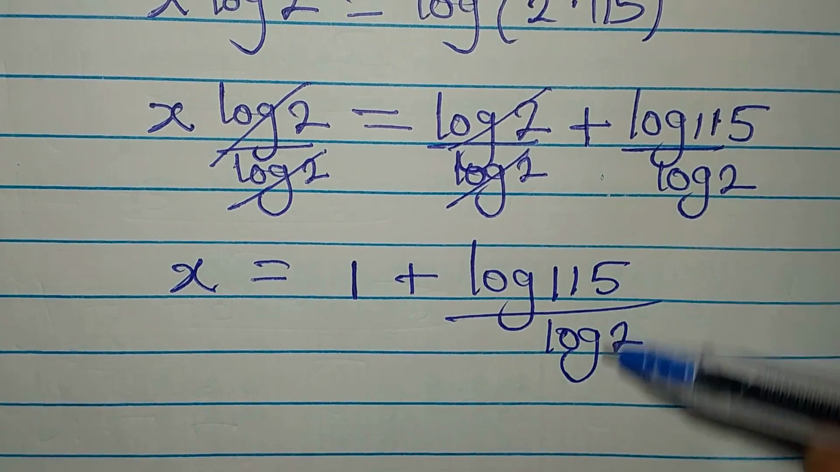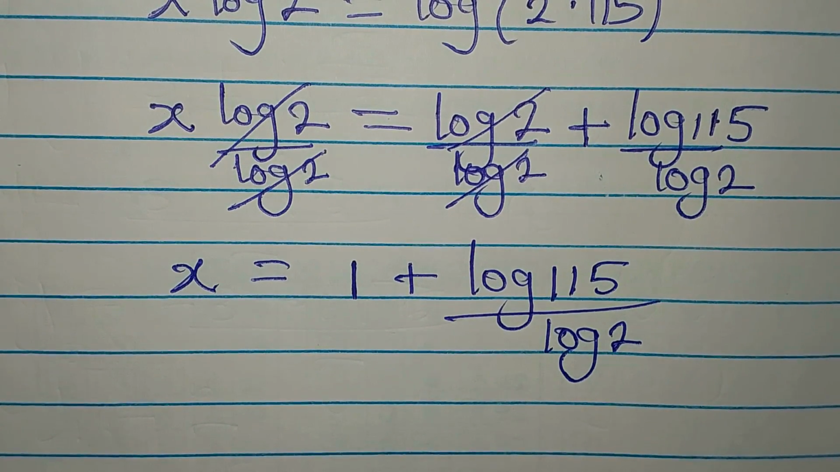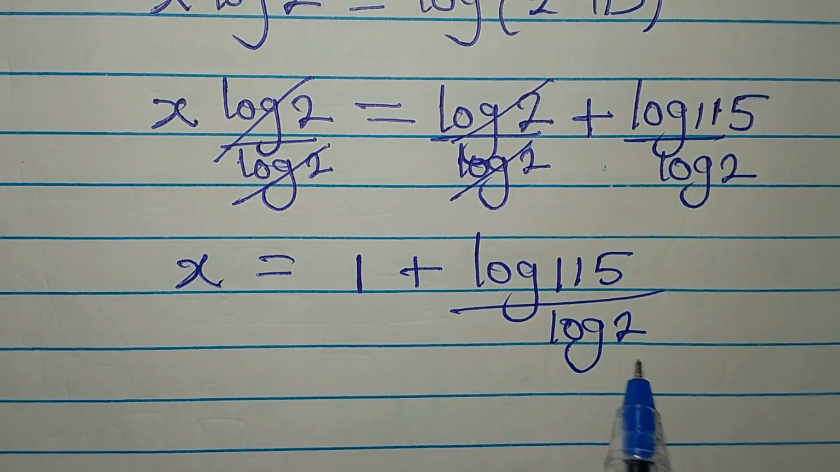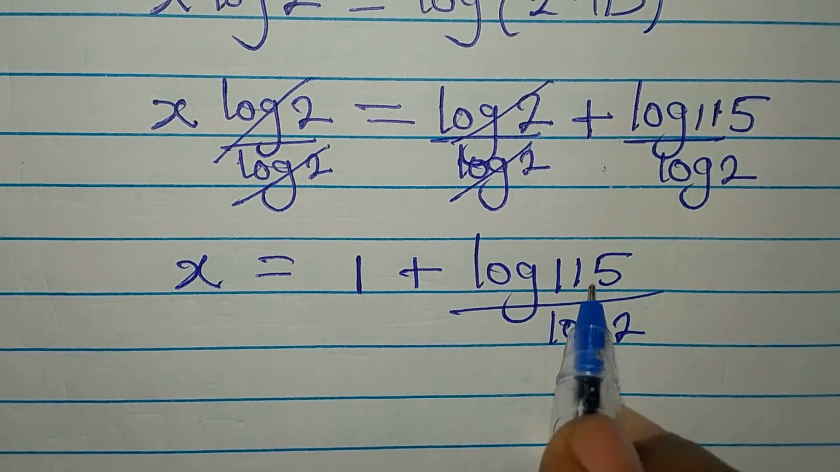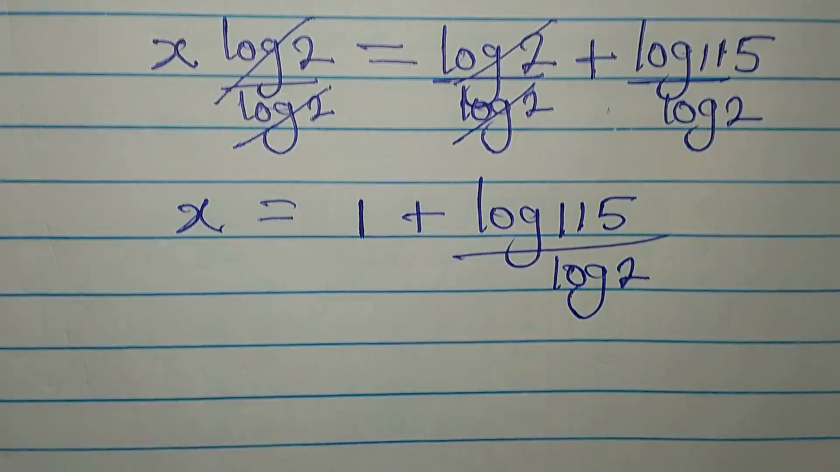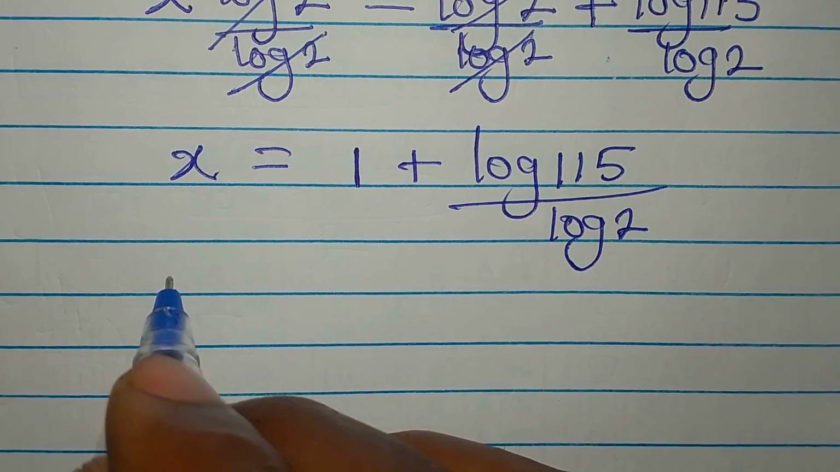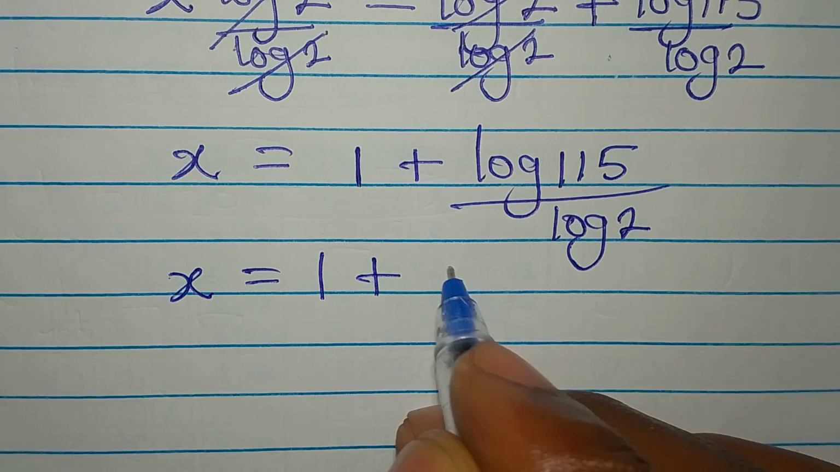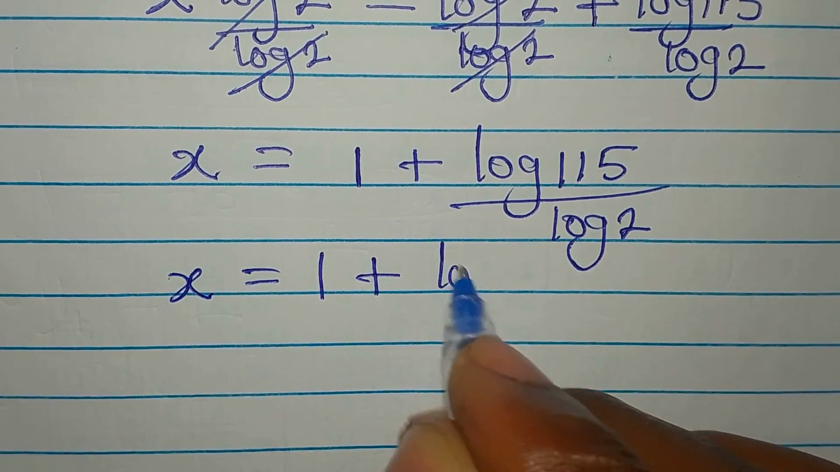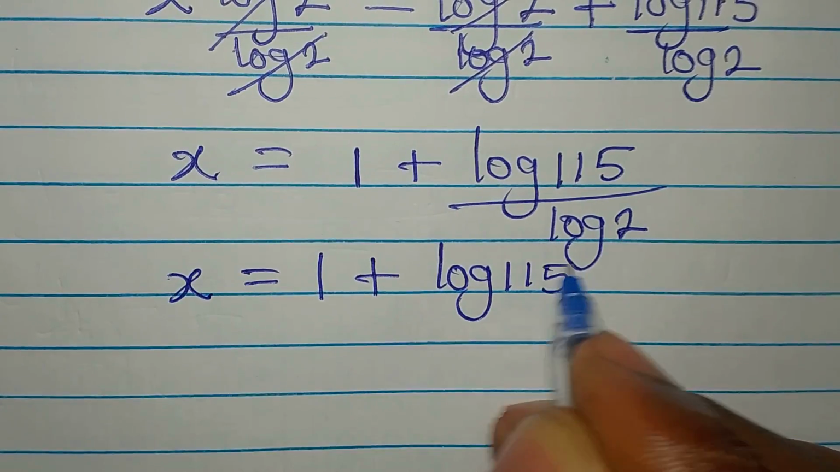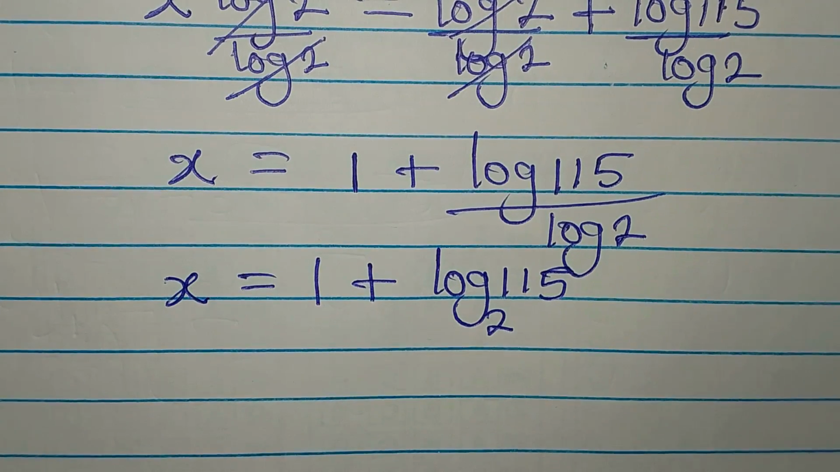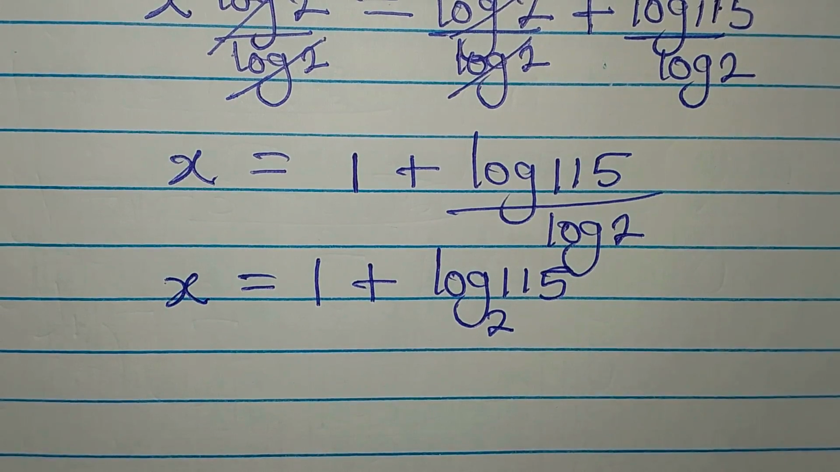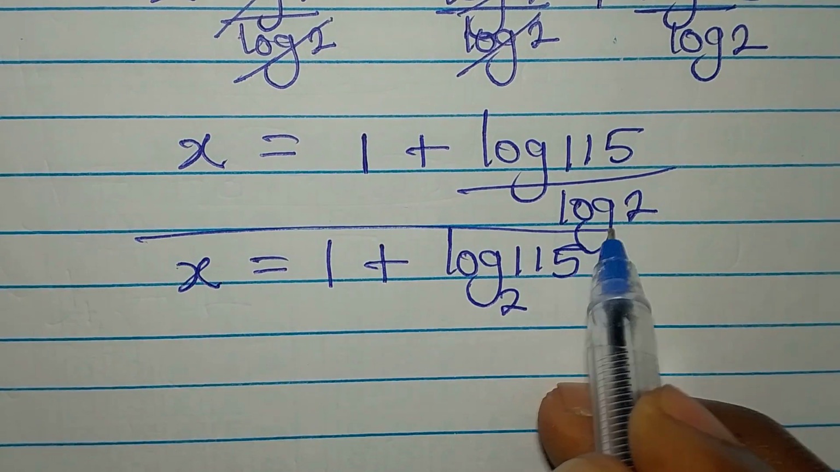Then both of them have the same base, which is base 10. So we can just change the base so that 2 becomes the base of 115. So our x now shall be 1 plus log 115 to the base of 2. Right, so this is what we have as the value of x.